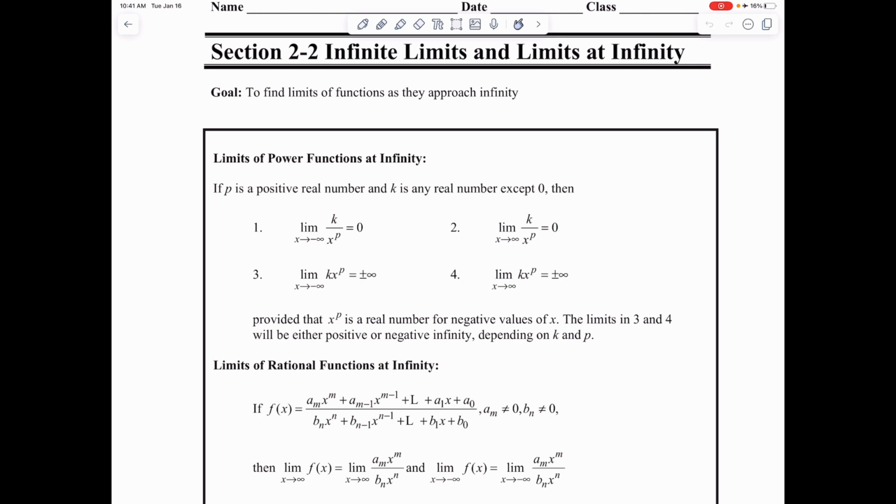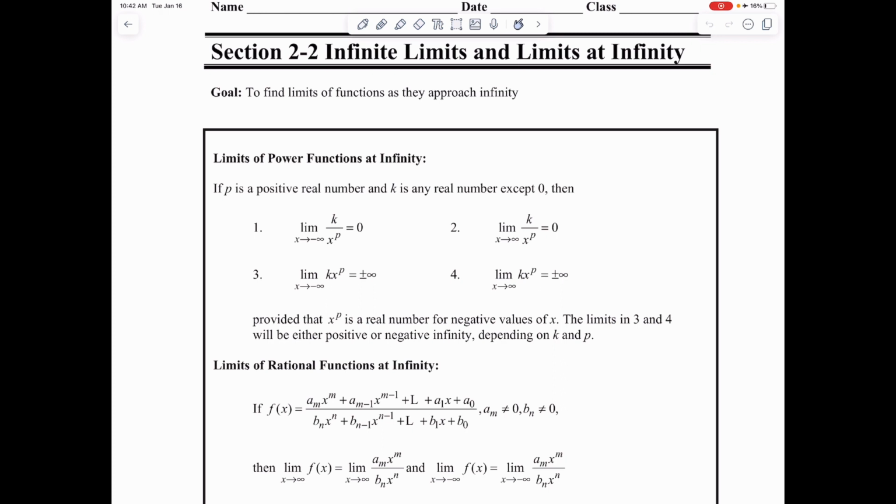Limits of power functions at infinity. So we're looking at the limit as our variable goes to infinity or negative infinity. We're really looking at what's happening to our function as it goes off into positive infinity, and as it goes off into negative infinity, what's going on.